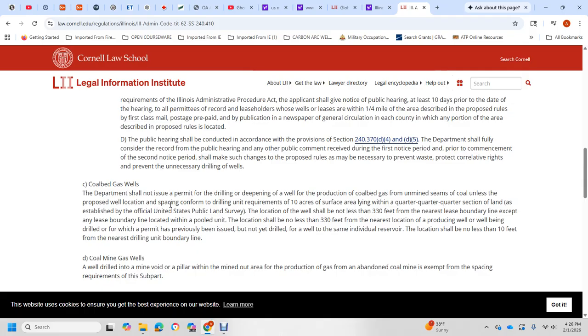Land shall be not less than 330 feet from the nearest lease boundary line, except for the pool unit location, not less than 330 feet from the nearest location of a production well, being a well for which the permit was previously issued with a well drilled. If in the same individual reservoir, the location shall not be less than 10 feet from the nearest drilling unit boundary line.